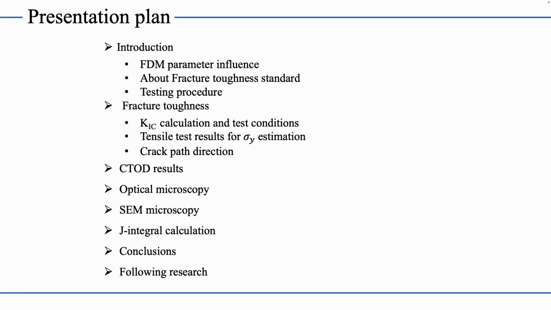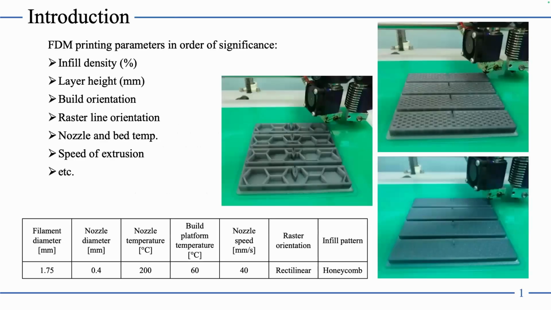There are also exact results for each infill density concerning tensile data. There was also an analysis of the crack path direction. So we are sure that the crack path was straight with no angulations or so. Then some CTOD results, optical and SEM microscopies, and we'll show you something we used concerning the J integral. And then we'll conclude and show you what the following research on this topic will be.